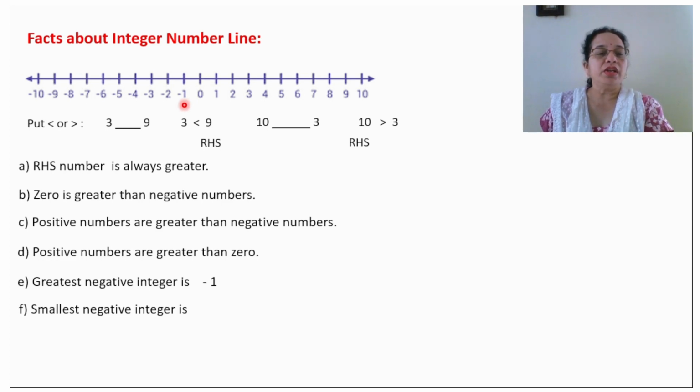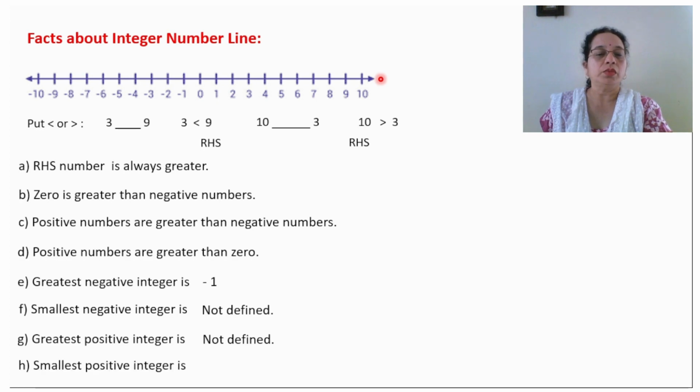Smallest negative integer is infinite, so this is not defined. Smallest positive integer is not defined, because this will move towards infinite. Greatest positive integer. Now look at this positive integer. Greatest positive integer is not defined because of this arrow.